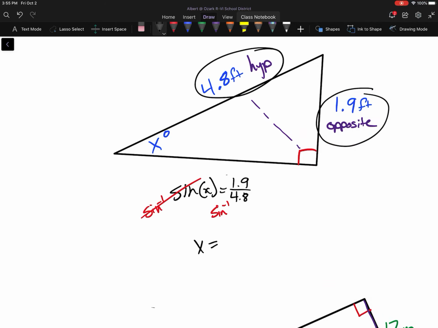23.32 if I round correctly. And that's an estimation for x, because we know that we rounded it.